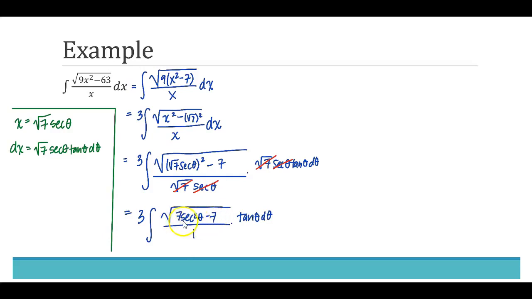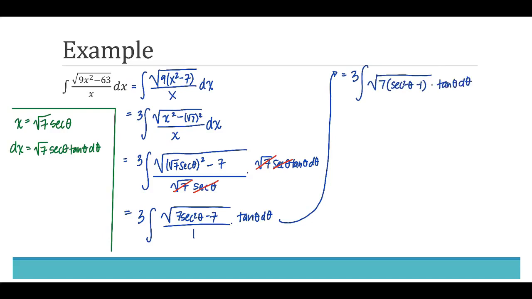So what I'm going to do is factor out the 7 here. So let's go ahead and move this up. So we have 3. I'm going to factor out the 7. So I have secant squared theta minus 1. I don't know why I'm still writing it as if it's in a numerator. Since it's over 1, let's just put it in the middle. And then times tangent theta d theta. There we go. Alright, so now the square root of 7 and then times the quantity secant squared theta minus 1. Well, secant squared theta minus 1 is a Pythagorean identity. It is tangent squared theta.